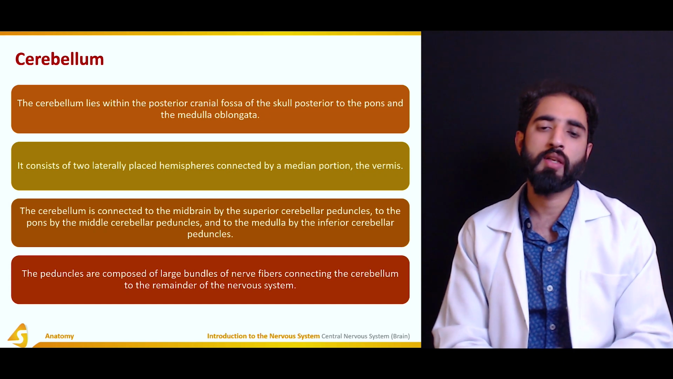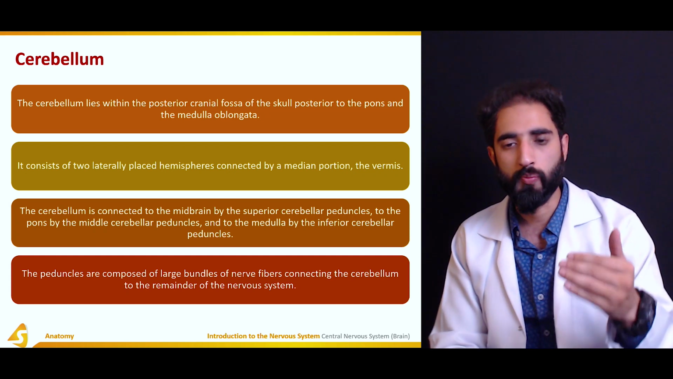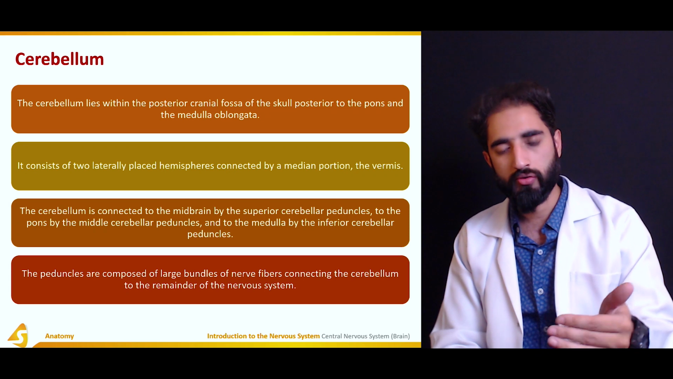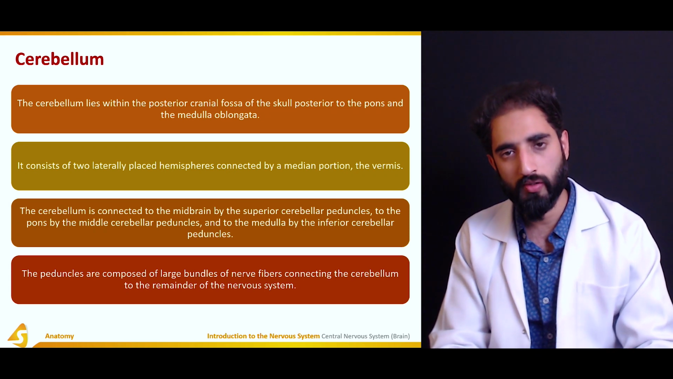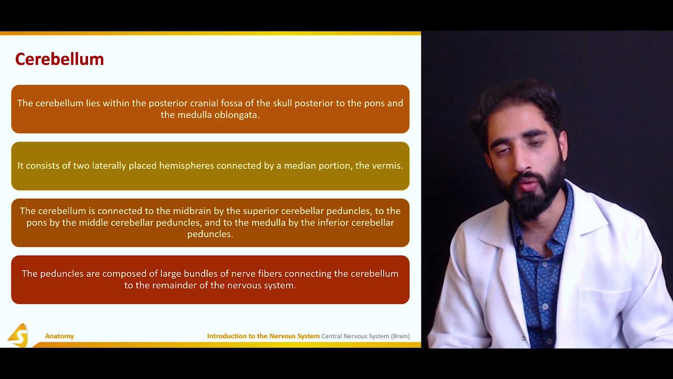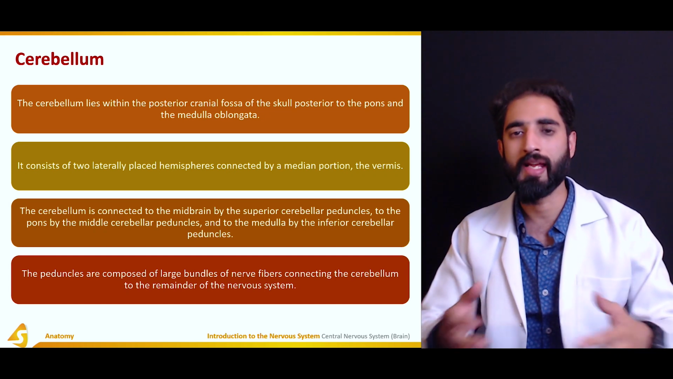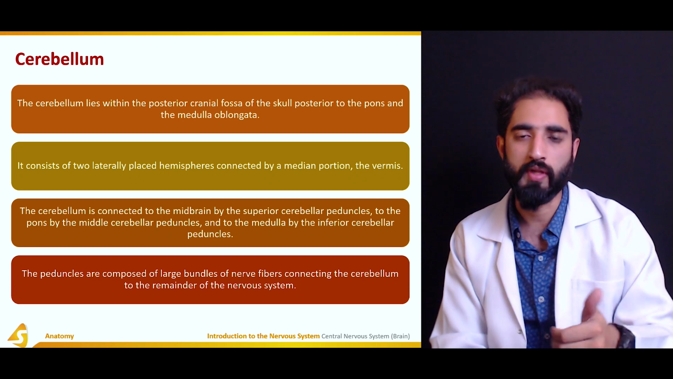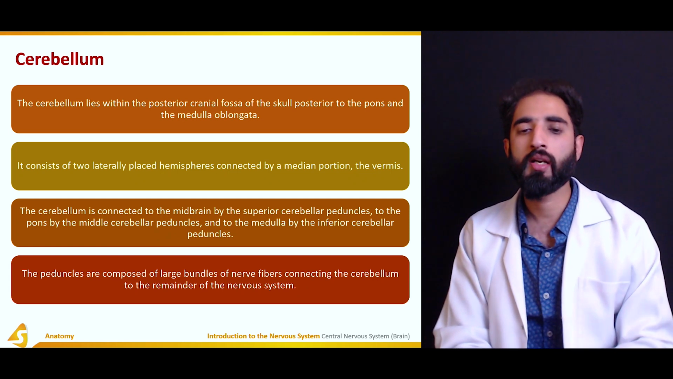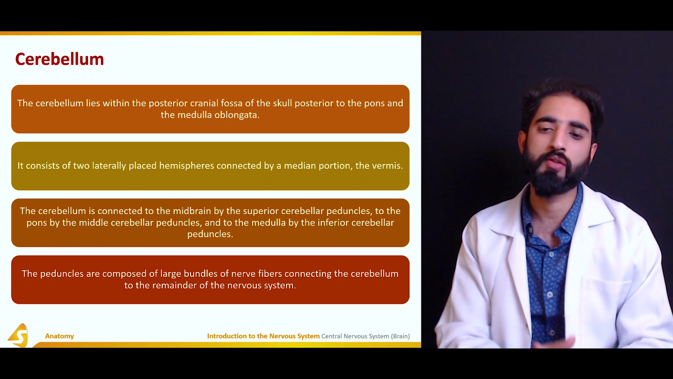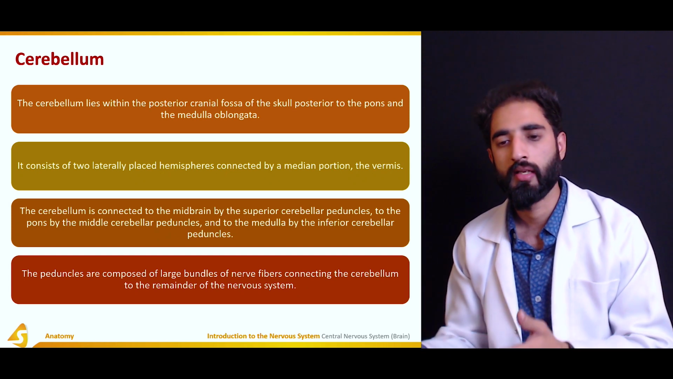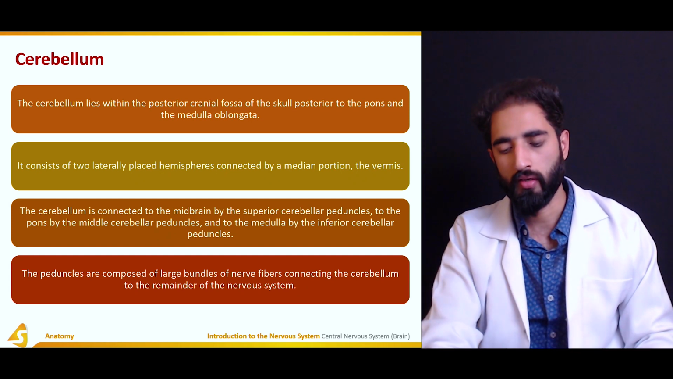The cerebellum is connected to the midbrain by the superior cerebellar peduncles. It is also connected to the pons by the middle cerebellar peduncles, and it is also connected to the medulla oblongata by the inferior cerebellar peduncles. So it is in connection with the whole of the brain stem. The peduncles are composed of large bundles of nerve fibers connecting the cerebellum to the remainder of the nervous system.